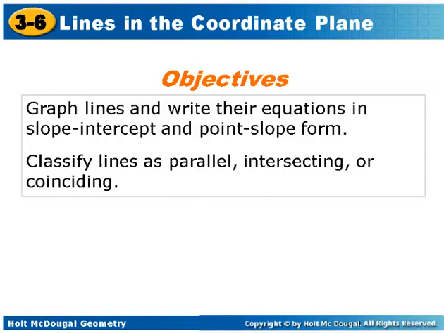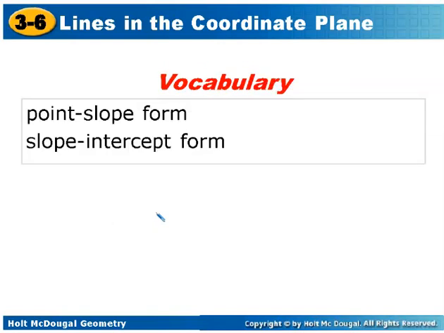We're also going to look at how we can classify lines as parallel, intersecting, or coinciding. And coinciding is just a special word for saying same line. Okay, we'll talk more about that as we get through this lesson. So some vocabulary, just two forms for writing the equation of a line. Point-slope form and slope-intercept form. Most students tend to remember this one really well. This one they kind of forget sometimes.